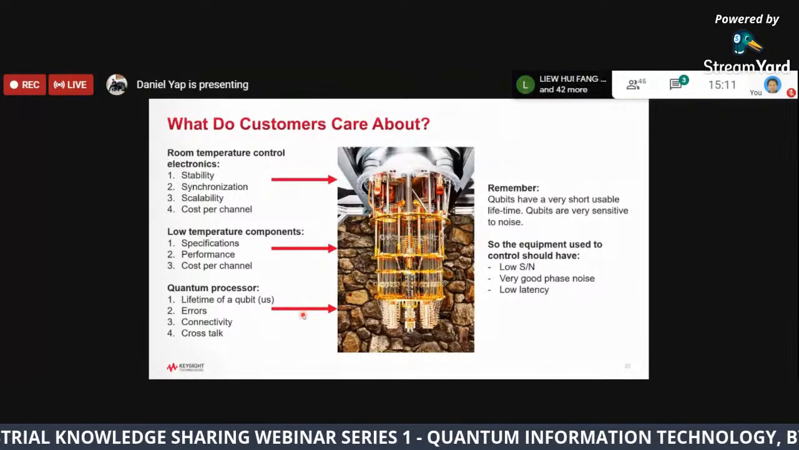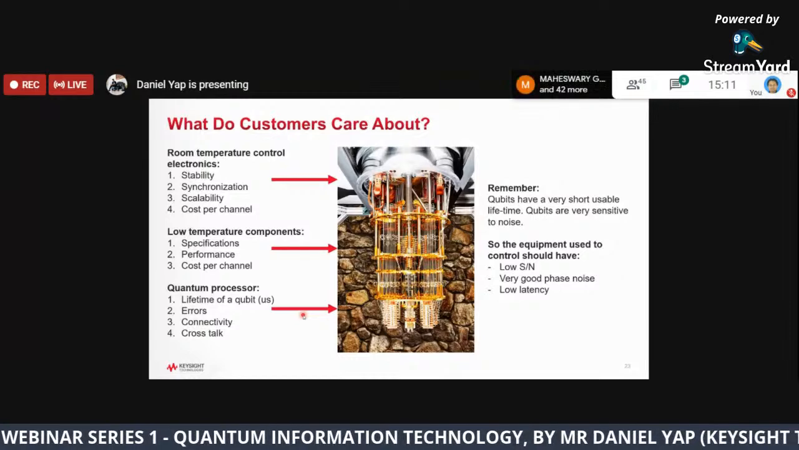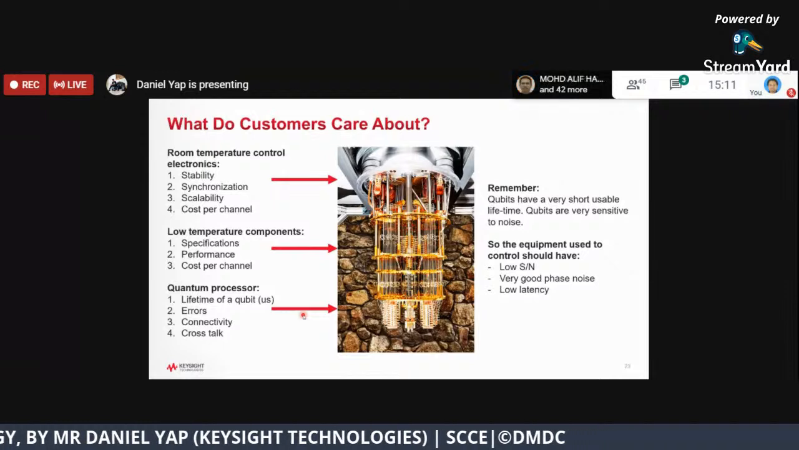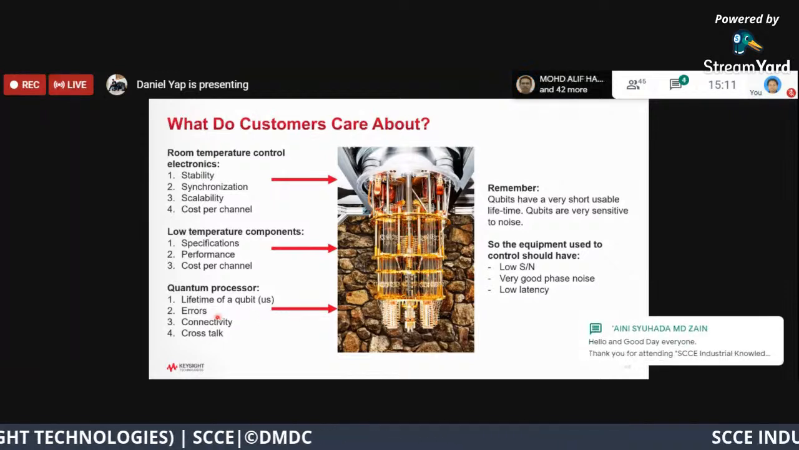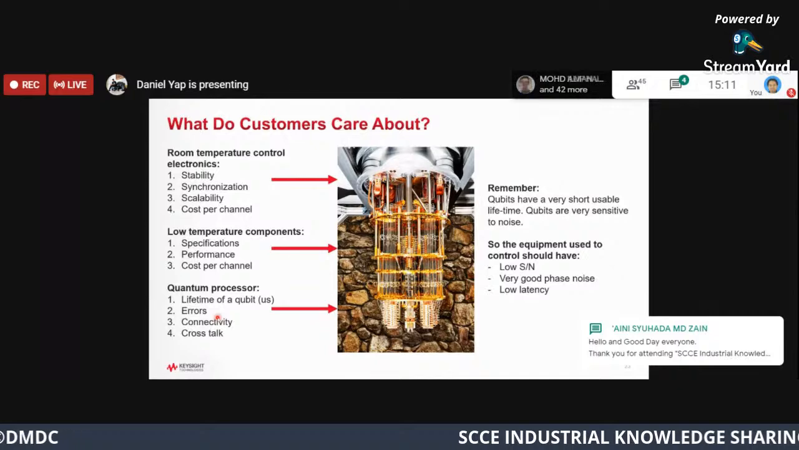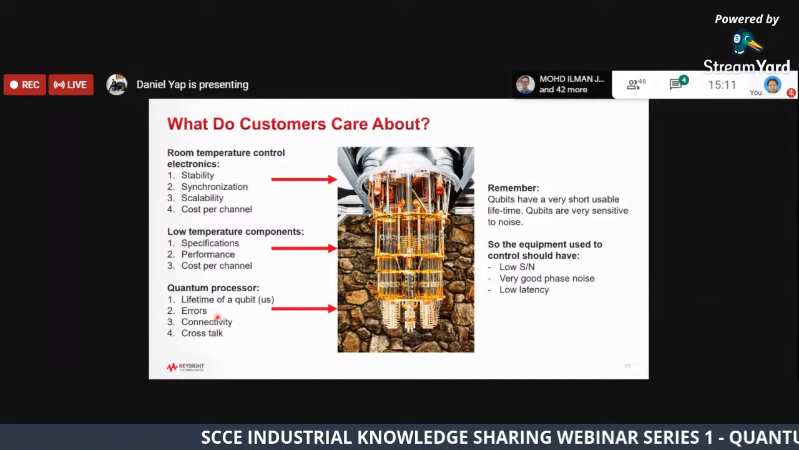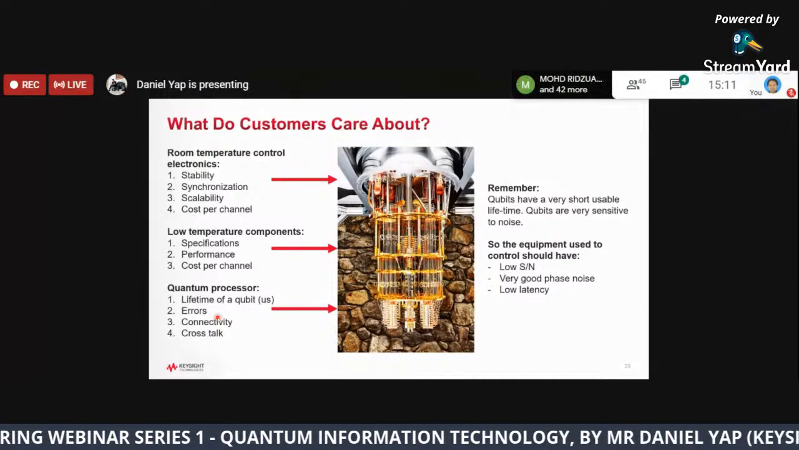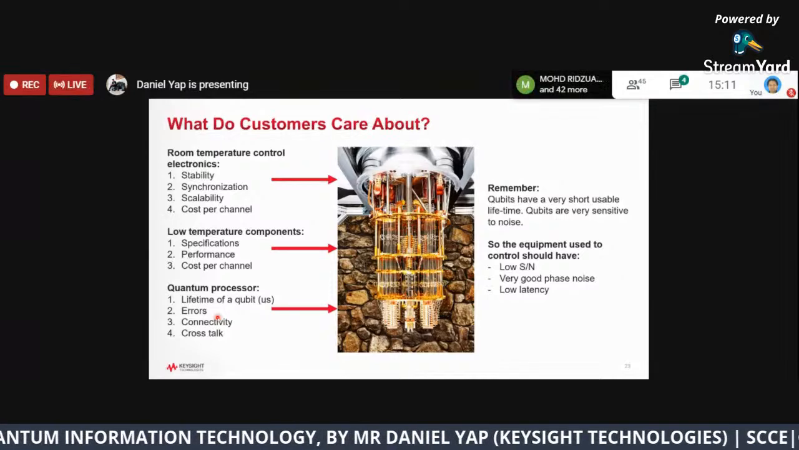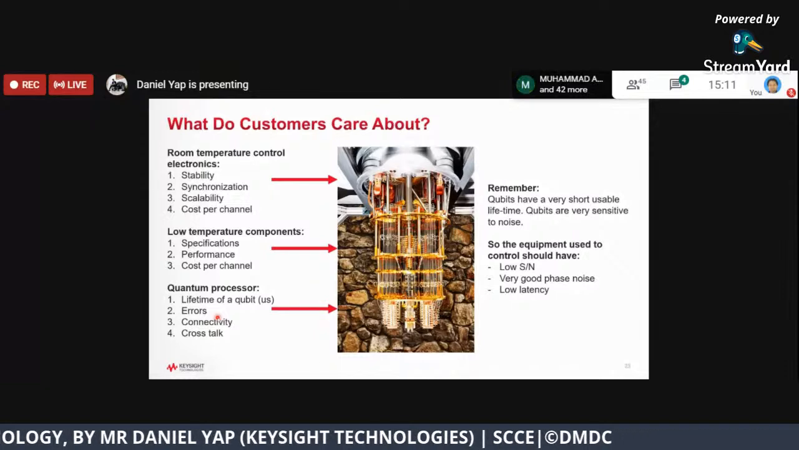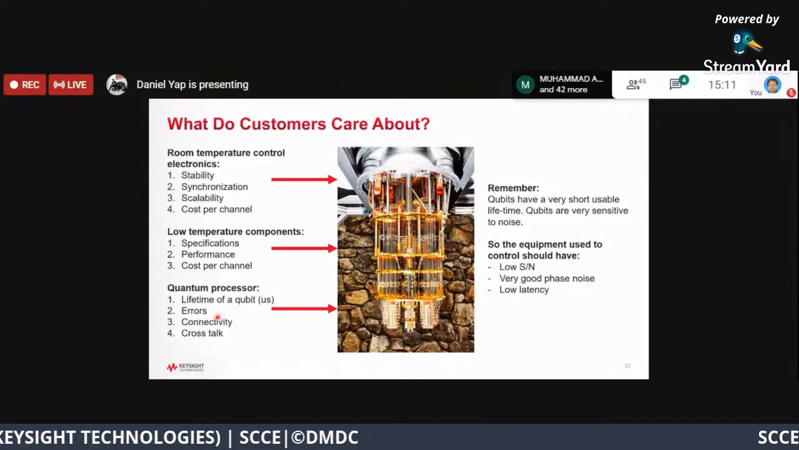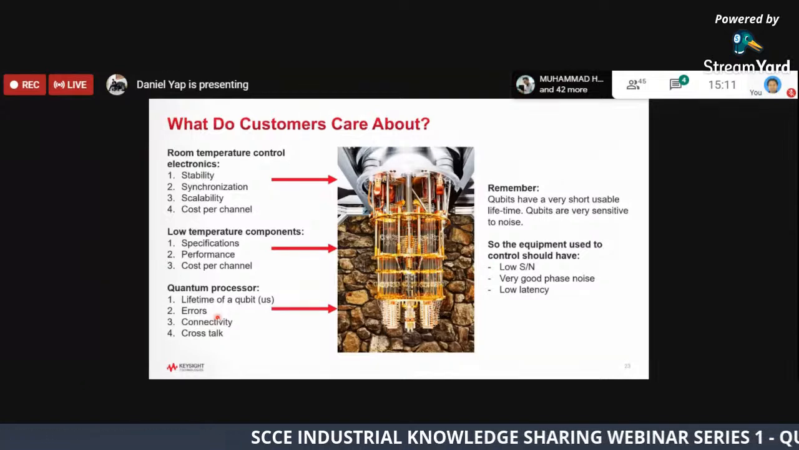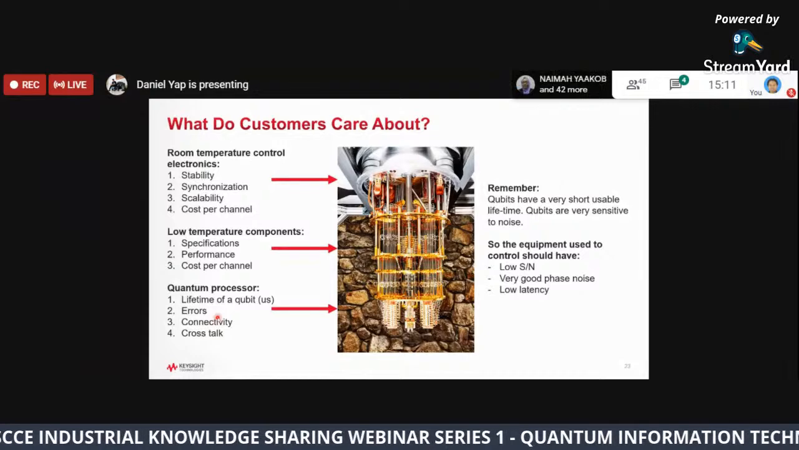The best is as long as possible, because if it is too short, before you even send a signal to read the pulses, you might miss it. Okay, error. Error is another big challenge for researchers today. That is quantum error correction, meaning, remember I mentioned 10,000 times, you don't send one signal just to get an answer. You might want to send 10,000 times to get a certain answer, a confident answer.